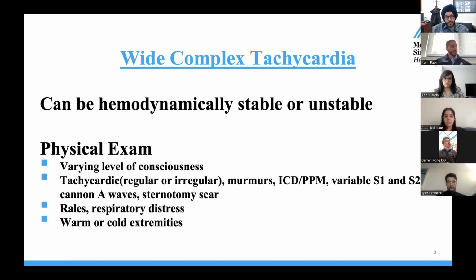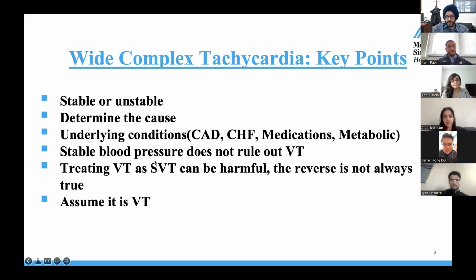Cannon A waves, which I'll be honest, are extremely difficult to pick up, but are one of the markers on the jugular venous pulsation that suggests there's some sort of dissociation between the atrium and the ventricle. Always look for a sternotomy scar, which would suggest they had a prior CABG or valve surgery. The pulmonary exam: rales, respiratory distress, and overall their extremities are signs that they're hypoperfused. So these are just the main things you pay attention to when you approach these patients.